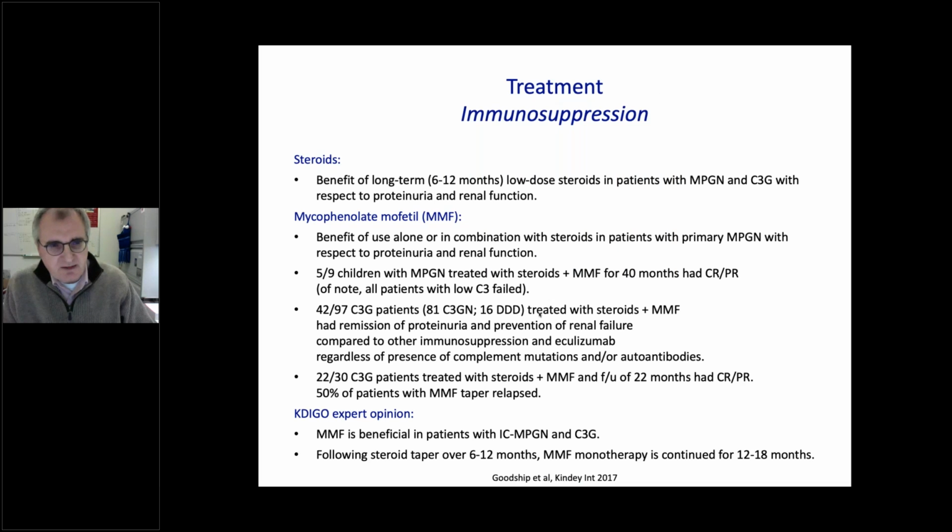What do we have? We have evidence in the literature that supports the use of immunosuppression. It mainly supports the use of steroids and MMF, either alone or in combination, in particular the MMF. There is a documented benefit for long-term, up to 12 months, low-dose steroid treatments in MPGN C3G patients, and the readouts really in those reports are proteinuria and renal function. And the standalone or combination use of MMF plus minus steroids is also documented in the literature, and that includes children.